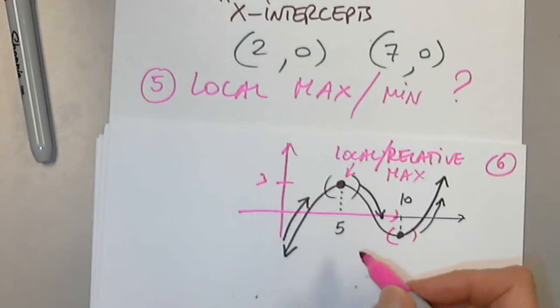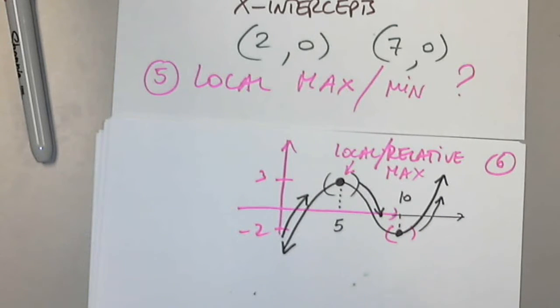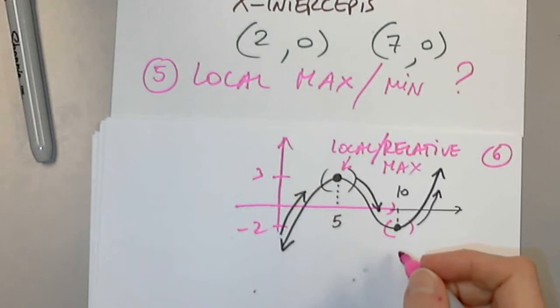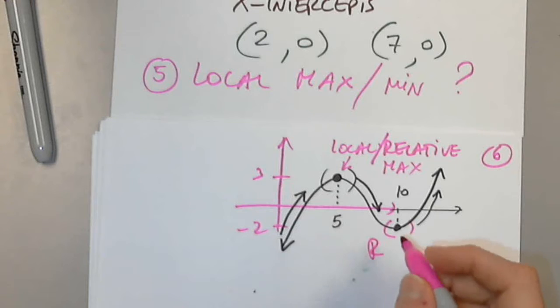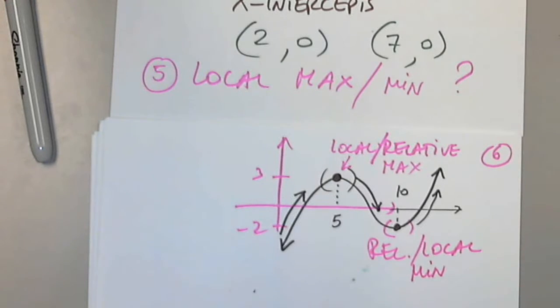What do you think this will be? 10 comma negative 2. Can I show the open interval? The function exists on both sides and the values are much larger than that one. How do we call this? Yes, not a maximum, but a relative or local, whatever you want, one or the other, minimum.